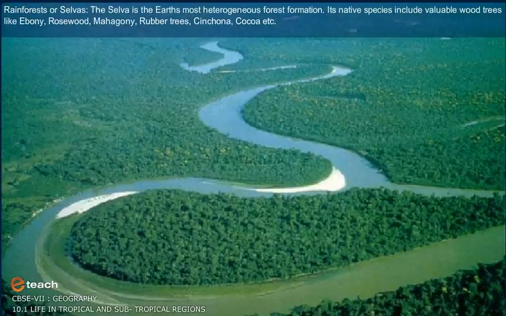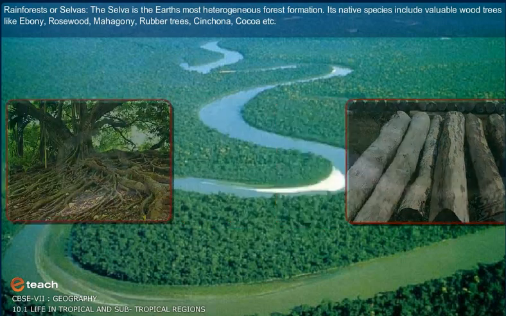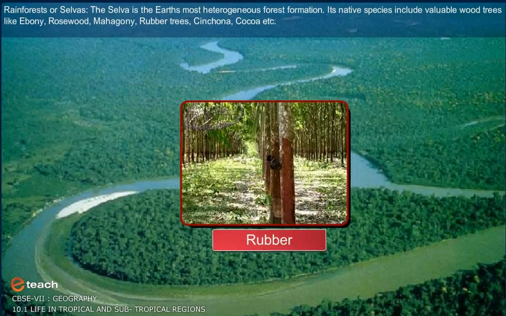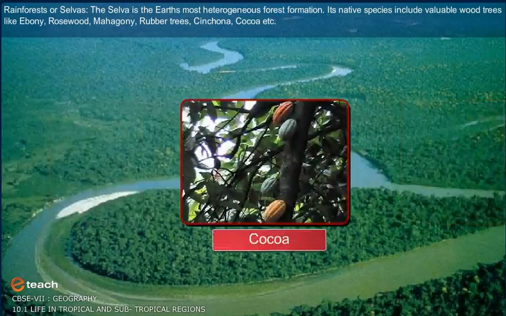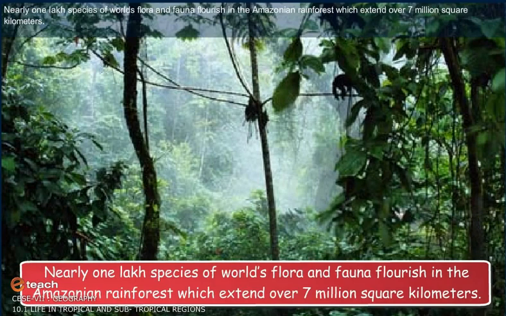Rainforests or selvas. The selva is the Earth's most heterogeneous forest formation. Its native species include valuable wood trees like ebony, rosewood, mahogany, rubber trees, cinchona, cocoa, etc. Nearly 1 lakh species of the world's flora and fauna flourish in the Amazonian rainforest, which extends over 7 million square kilometers.